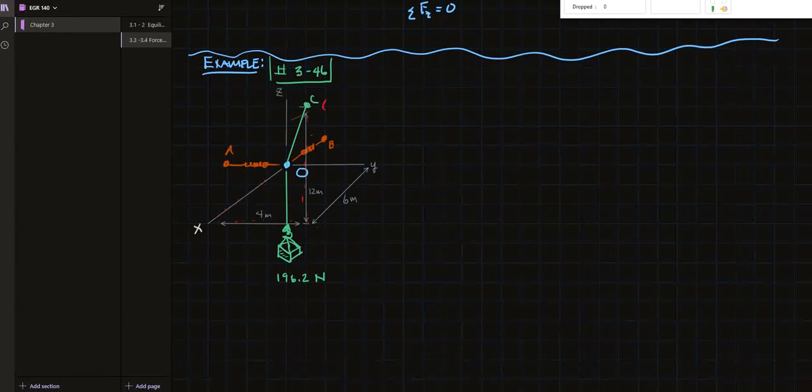So this point has a coordinate with respect to O of 4, 6, and then 12. Scratch that and reverse these. This is actually 6 in the x, 4 in the y. I said it right, but I wrote it down wrong. 6, 4, 12.